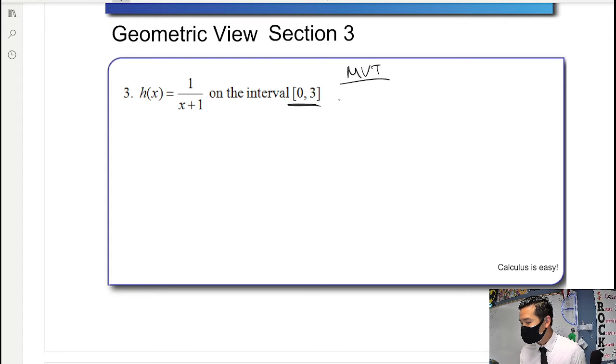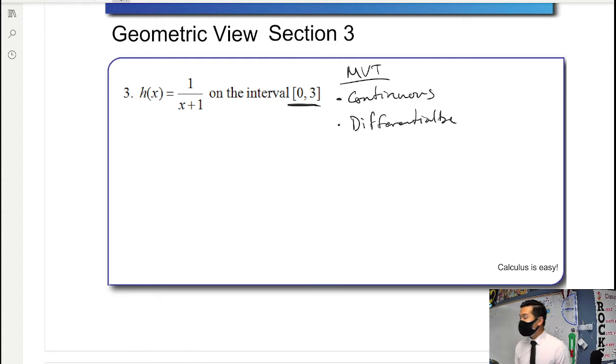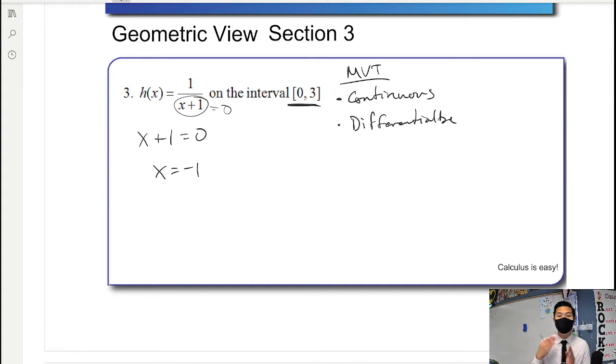Two things you've got to check off. Is it continuous? Is it differentiable? Yeah? So, same thing as before. I'm looking at this thing. It is a rational function. Rational functions have issues when the denominator equals what? 0. So, when does this rational function have a 0 in the denominator? x equals -1. So, this function is not continuous at x equals -1, right?